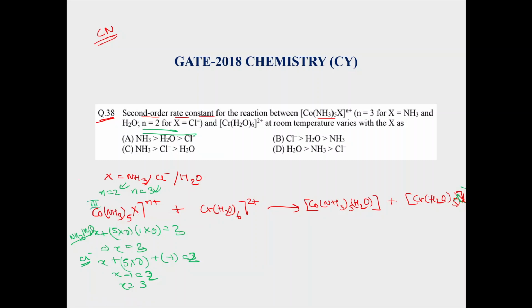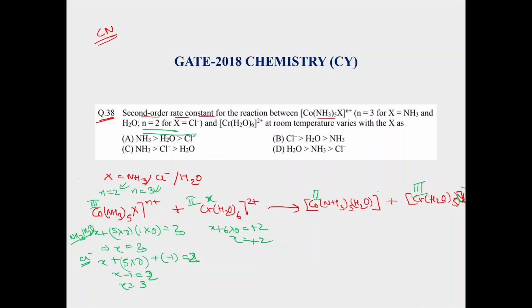Okay. And for chromium, x plus water is the neutral ligand, so 6 into 0 is equal to plus 2. That is x is equal to plus 2. So chromium is also in plus 2 oxidation state. Okay. And now if we come here, I said that a redox reaction is taking place. So this cobalt will have an oxidation state of plus 2 and chromium will go to an oxidation state of plus 3.